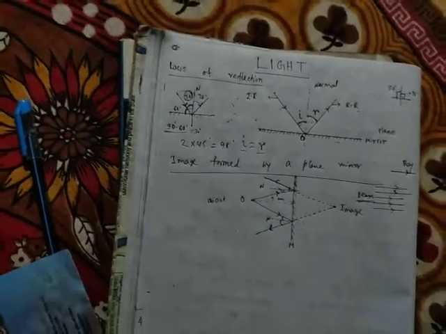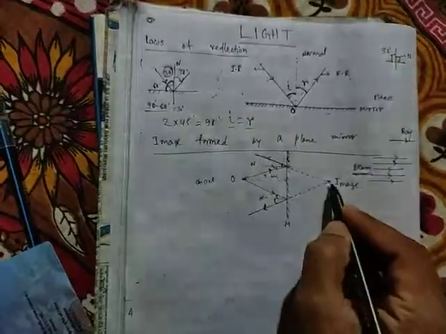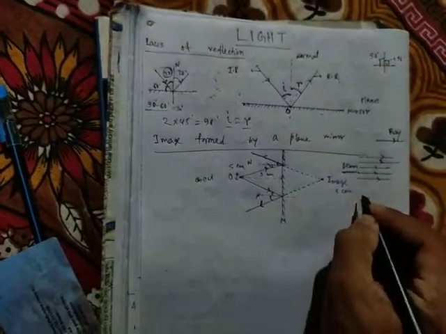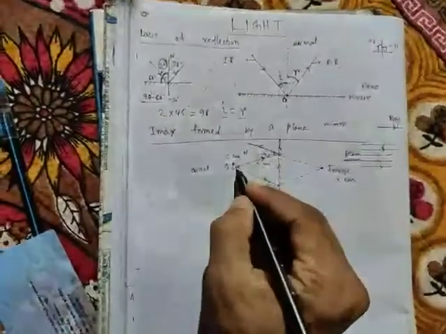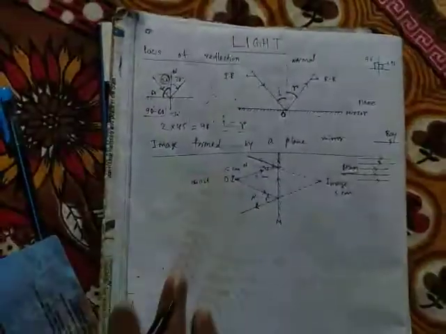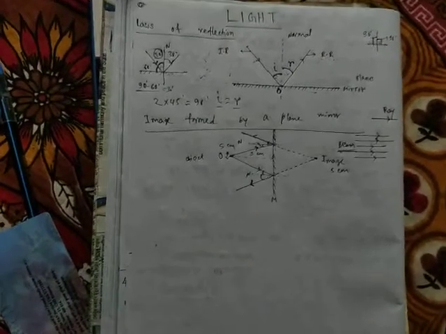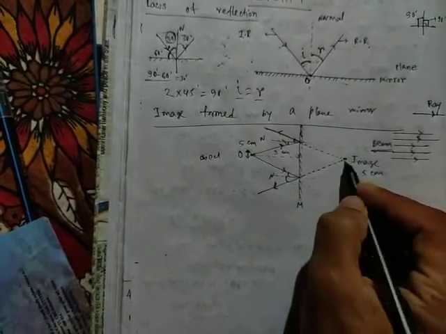Julia, listen. What are the characteristics of the image formed by a plane mirror? Object size is equal to image size. Suppose this object has a height of 5 centimeter. So the image also must be 5 centimeter. Clear? Second, lateral inversion occurs. That means the right side of the object appears as the left side in the image.